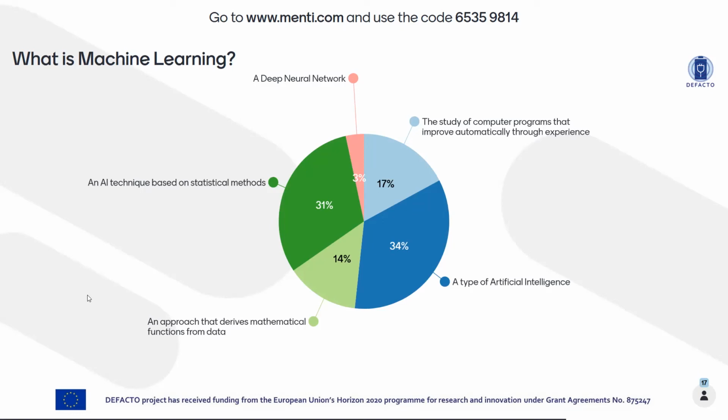And just a quick question: what difference does machine learning have with stochastic optimization, for example?